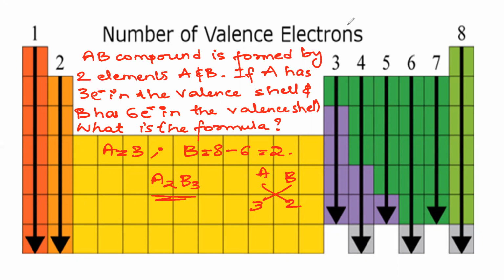If you see first group, second group, third, fourth, fifth, sixth, seventh, eighth, the valence remains the same. For transition elements, they have variable valencies. That's why they are called transition elements also. They do not have one valency. They have variable valencies, so it is not only one particular.